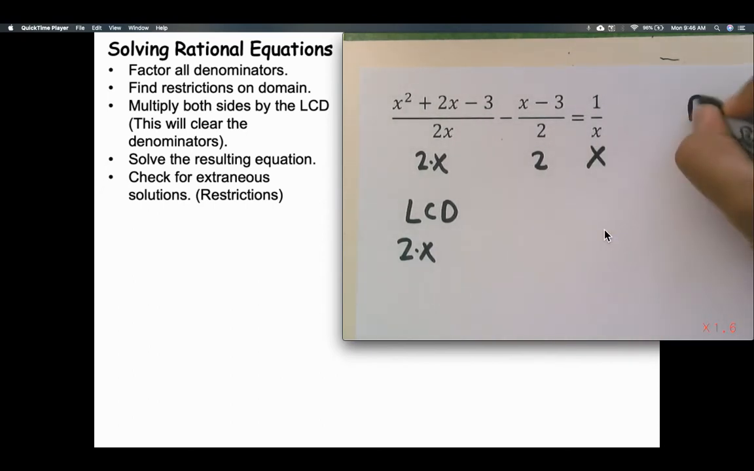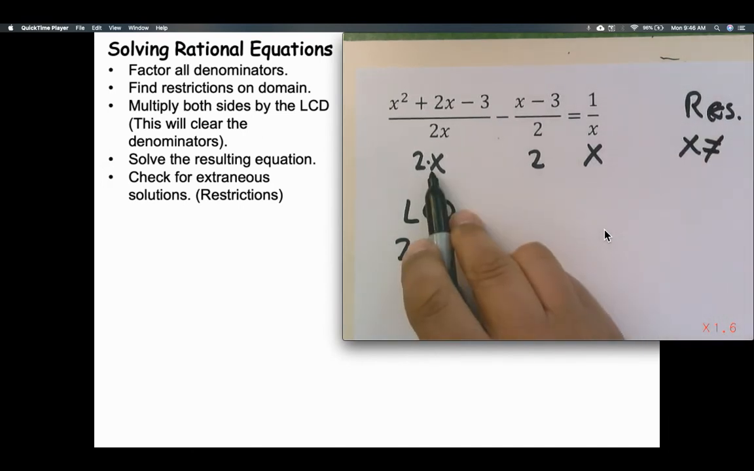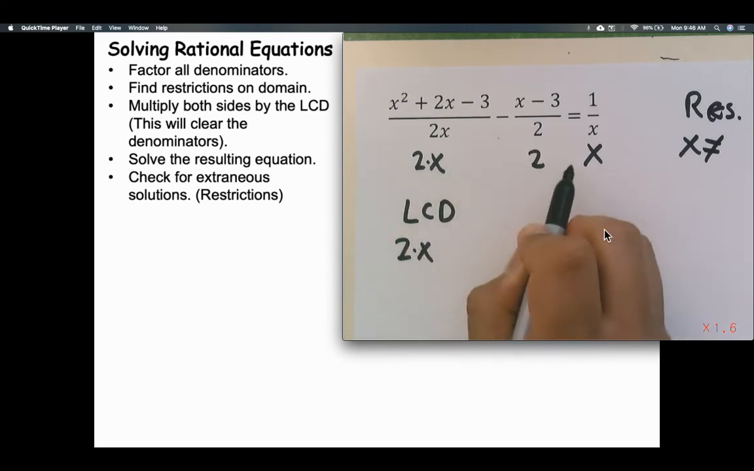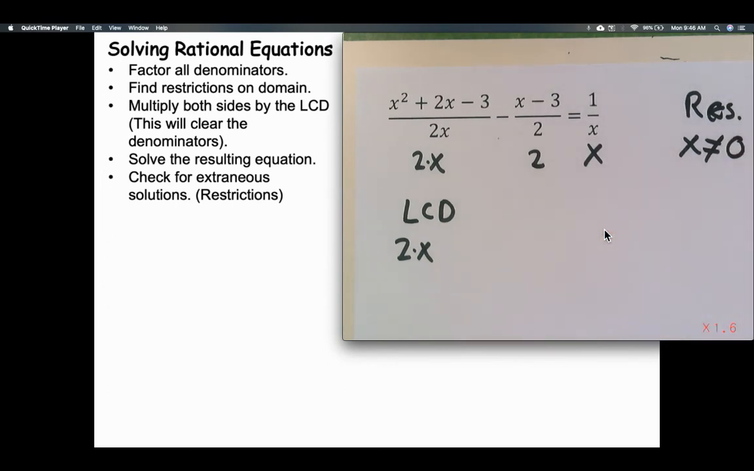So let's put a little restriction. So x cannot be, and then figure out what would make this 0. 2 times 0 would make that 0, so x can't be a 0. That's just a 2. I can't really make that a 0, it's just a 2. So x can't be 0 again.